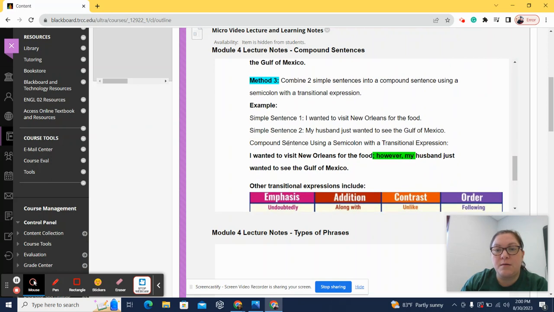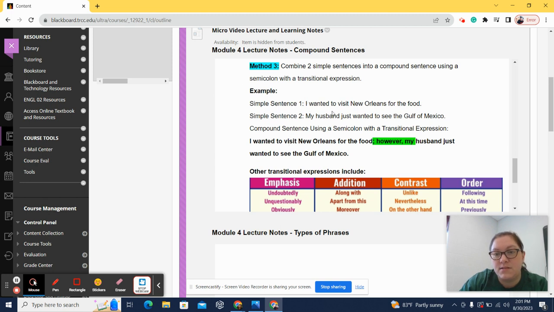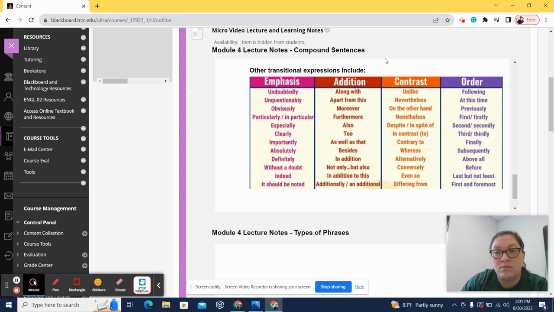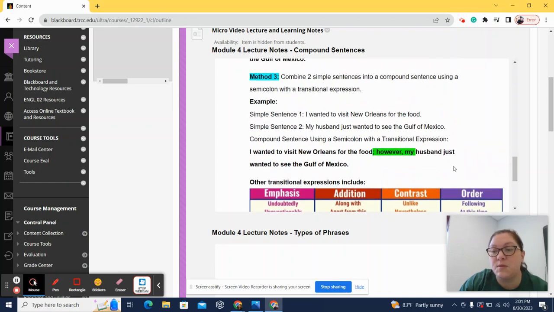And then there's finally method number 3: combine 2 simple sentences into a compound sentence using a semicolon with a transitional expression. Same 2 sentences. I wanted to visit New Orleans for the food. My husband just wanted to see the Gulf of Mexico. If I do this method, it sounds like this: I wanted to visit New Orleans for the food, semicolon, however, comma, my husband just wanted to see the Gulf of Mexico. And then down here, I have a whole table of other transitional expressions that you can play with or use depending on what seems most appropriate in the sentences that you are combining.